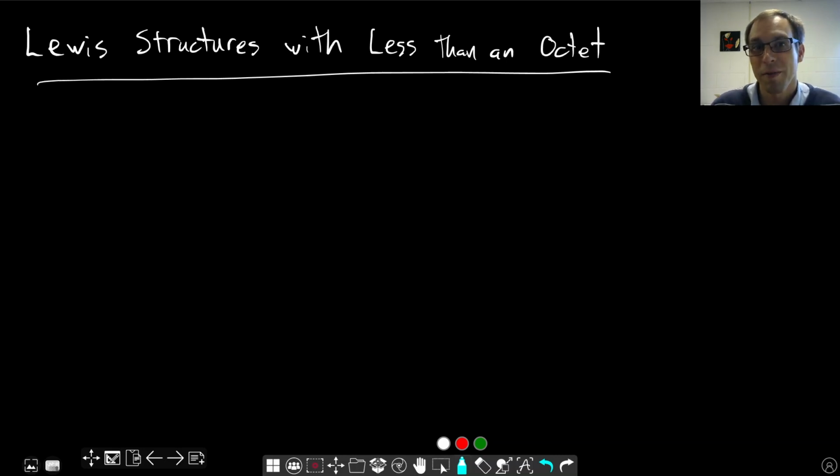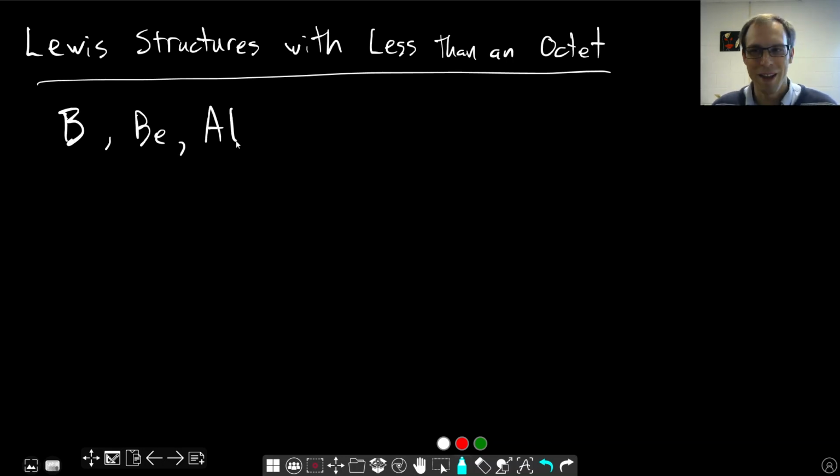Our final set of exceptions to the usual octet rules are Lewis structures where atoms have less than an octet. In this case, rather than it being specific rows in the periodic table, it's just a handful of particular elements that tend to do this. And those elements are boron, beryllium, and aluminum. So you're almost always going to see it with these elements.